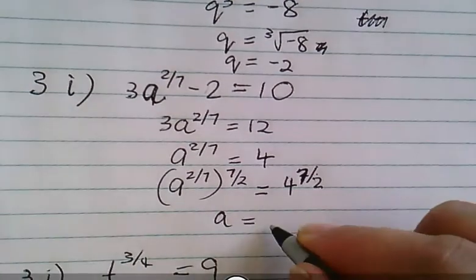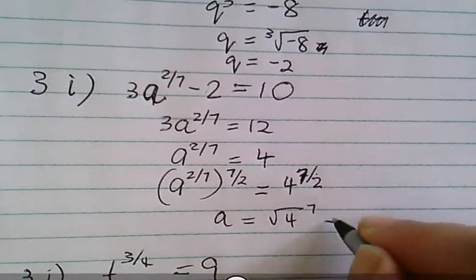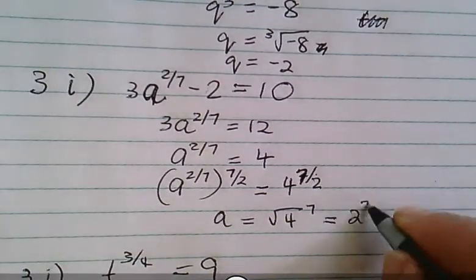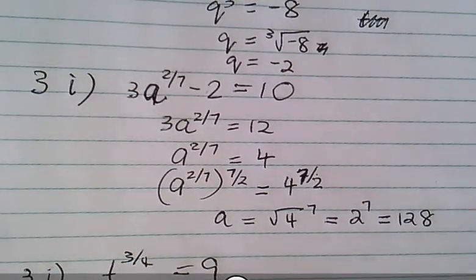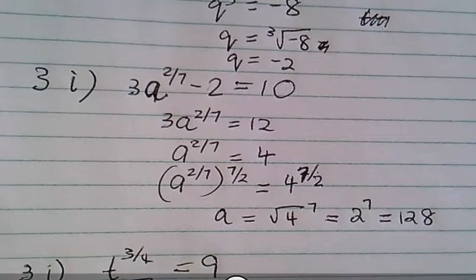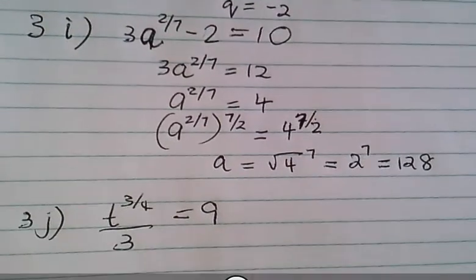That's to the power of a half. So that's the square root of 4 to the power of 7. The square root of 4 is 2, to the power of 7, yeah, 128. Okay. Look, the other thing was, if you take both sides to the power of 7, you're going to end up with 4 to the power of 7, and then you've got to square root that anyway. All right, the next one.